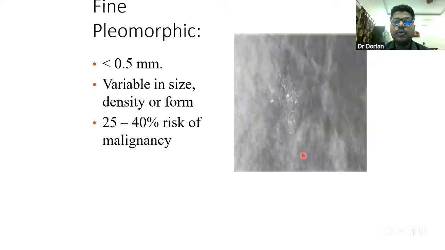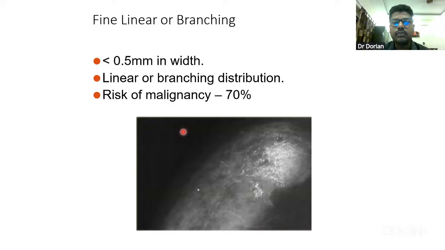And these are fine pleomorphic calcifications. Pleomorphic means various shapes, but the size should be less than 0.5 mm. Coarse means more than 0.5 mm, fine means less than 0.5 mm. They have an even higher risk, up to 25 to 40% risk of malignancy. And this is the last type of malignant calcification: the fine linear or branching calcification. You can see this linear type. It starts here and there are 3 branches going on. They have the highest risk of malignancy, about 70%. Even this can be an MCQ by itself. The highest risk of malignancy is with fine linear or branching calcifications.